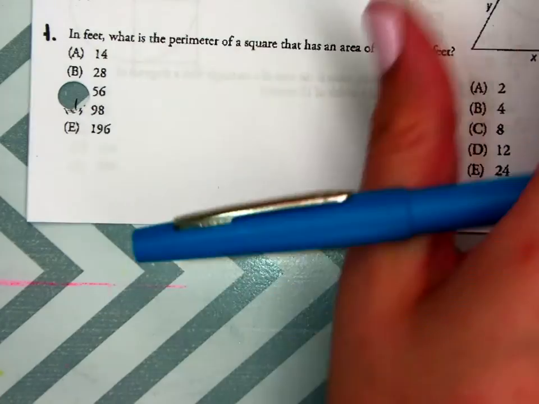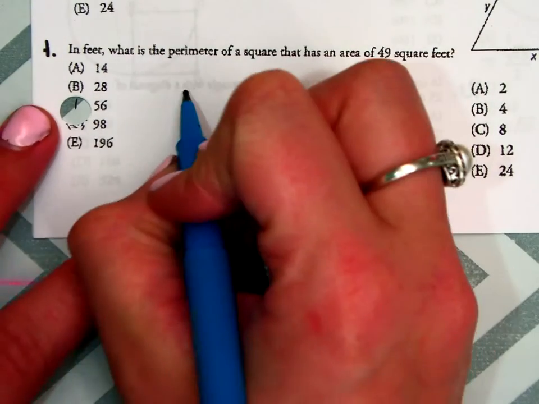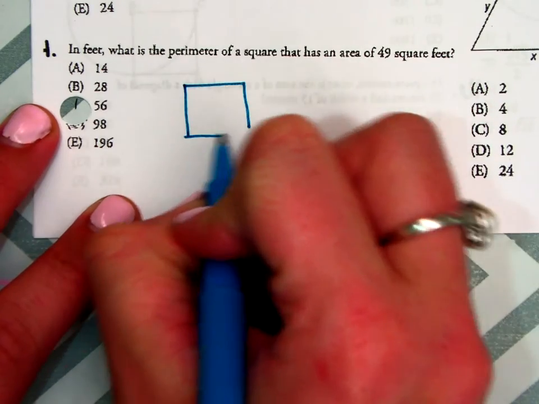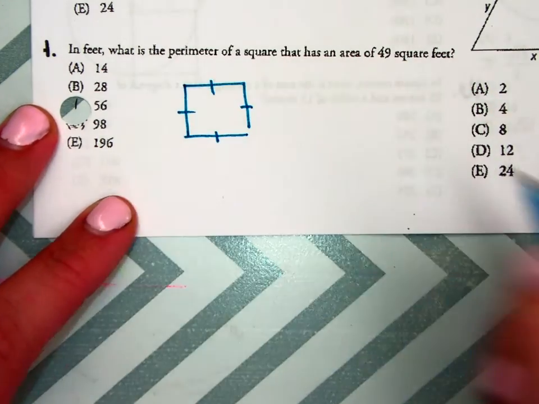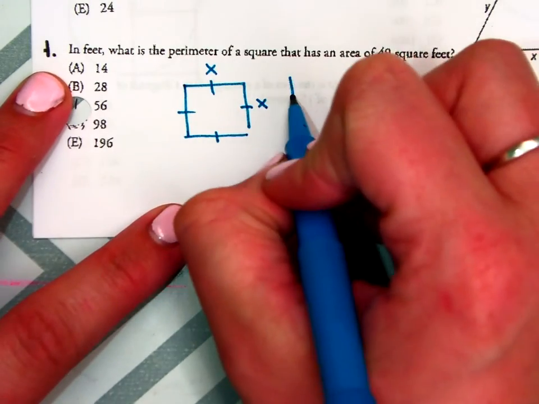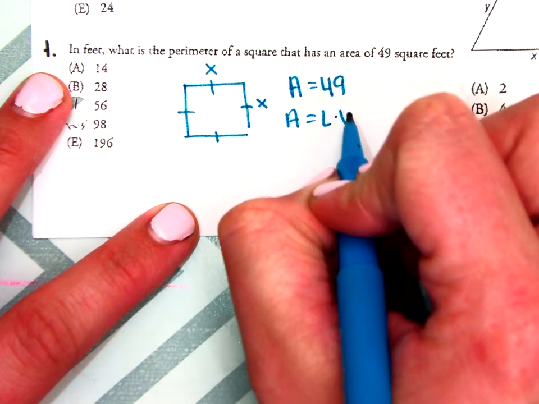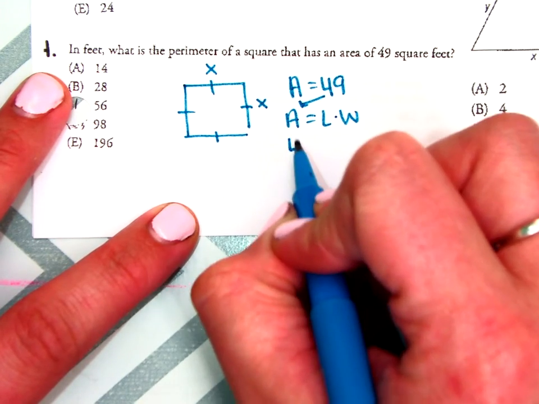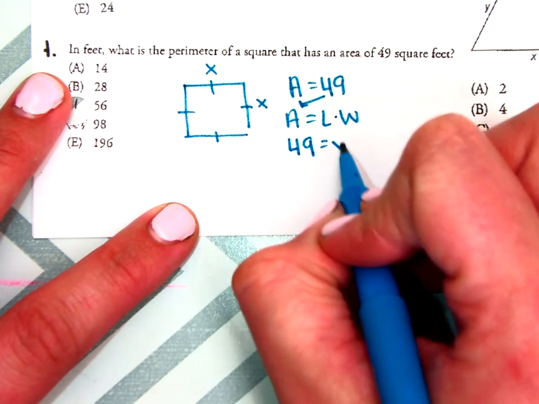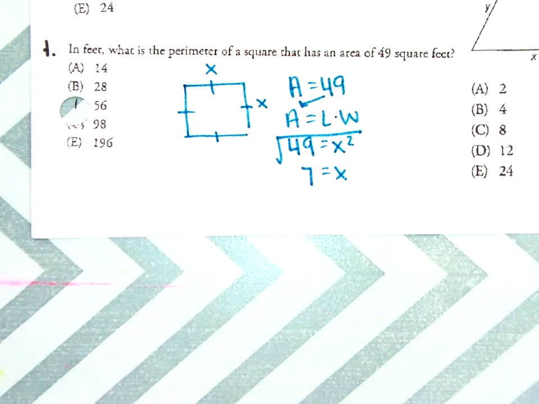Number 4, in feet, what is the perimeter of a square that has area of 49 feet? The thing about a square, remember, all of the sides are equal. So instead of using length and width, I could use the letter X and X. The area is 49, and the area is also length times width. So I'm going to replace area with 49. X times X is X squared. And when I square root both sides, I get 7.